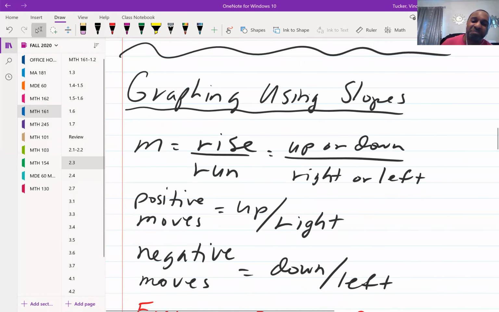So let's look at this next one. Graphing using slopes. Remember I told you if we want to graph using our slopes, we would use that last relationship of rise over run. And your slope is actually going to be directions for us. Your rise is going to be up or down. Your run is going to be right or left. So it'll be directions for us. Your positive moves are going to be up and right. Your negative moves will be down and left. Give you a chance to write that down.